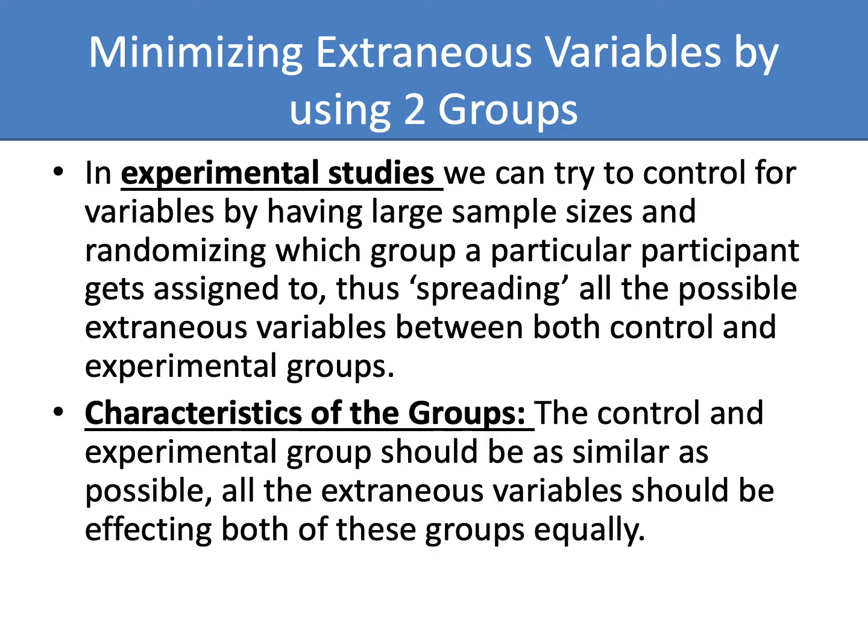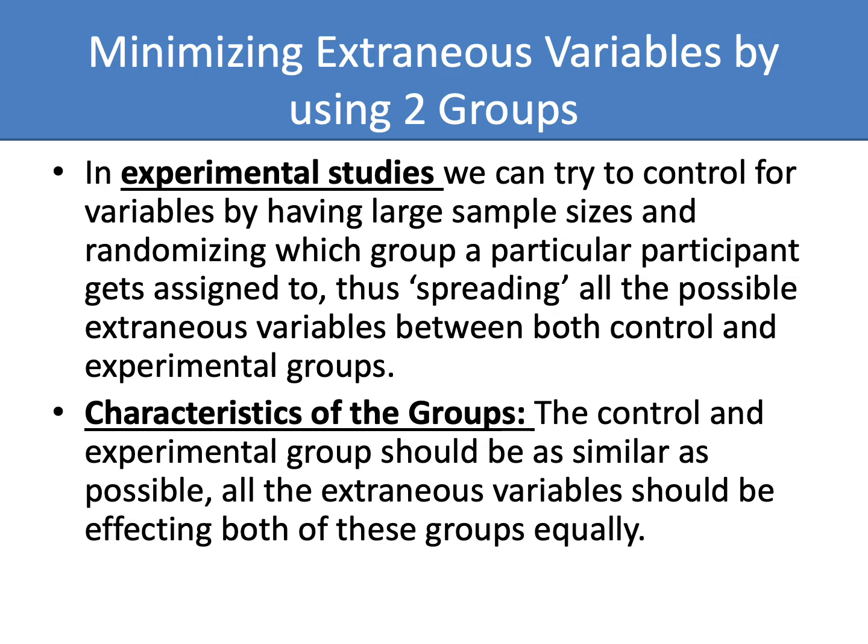Again, in an experimental study, you want to try and control for those extraneous variables. You can do that by having a really large sample size and then randomizing which group a particular participant or object gets assigned. So you're spreading out all the possible extraneous variables between both the control and experimental groups. And so then the characteristics of those groups should be as similar as possible. And what I mean by that is not all the same in one group versus all the same but a different same in the other group.